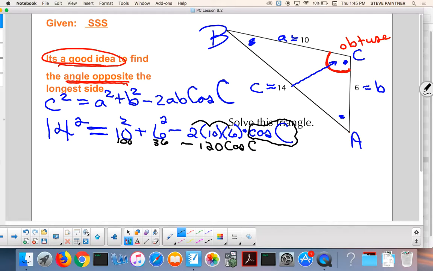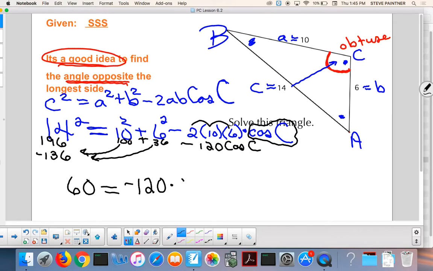Cosine of C. Okay, so this is what you have now. So what are you going to do to solve for cosine of C? I suppose this is 196. Yeah. Okay. Subtract 136. So you move this over by subtracting 136, so that's minus 136. Okay, gotcha. That would make 60, equals negative 120 times cosine of C. Divide by negative 120.